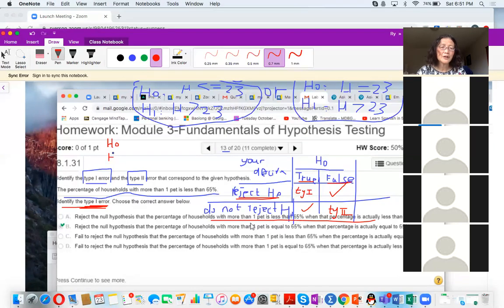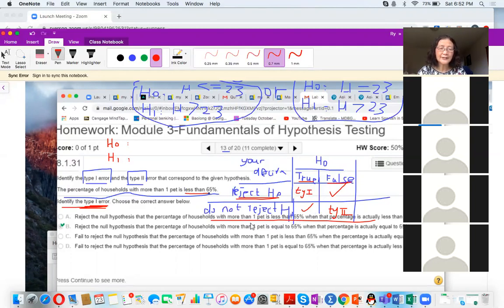By the way, when you have a question about type one error, type two error, it is strongly suggested you write down H0 and H1. Because you see here, this type one error, type two error, is targeting H0. There is no mention of H1 here, okay? So you write down H0, H1.